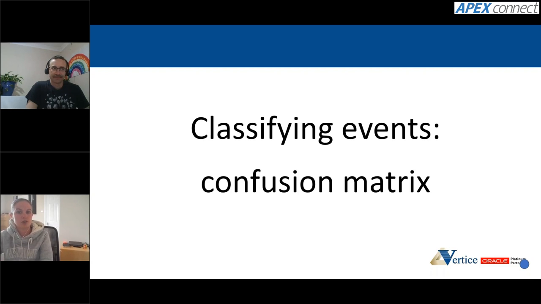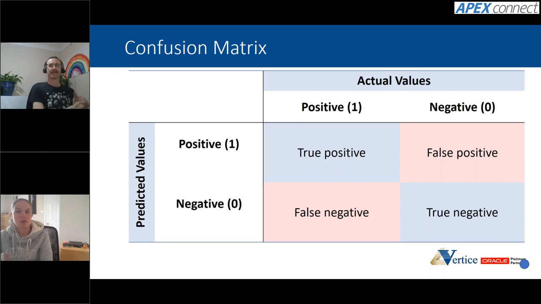So when you look at a confusion matrix, you have true positive, so that's where we got it right. True negative, so where we said it's negative and it really is negative. Then we've got false positive, so where it is fraud, but we've said it's not fraud, so we've got it wrong. And then we've got where it isn't fraud, but we've said it is fraud.